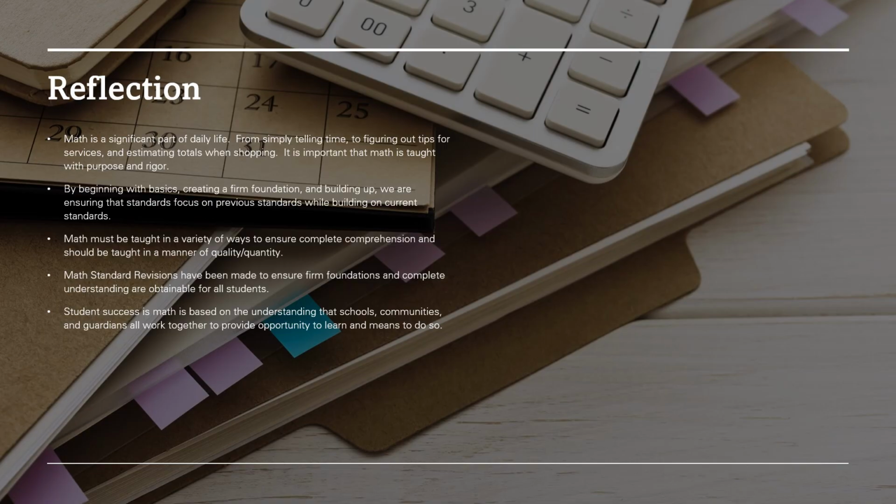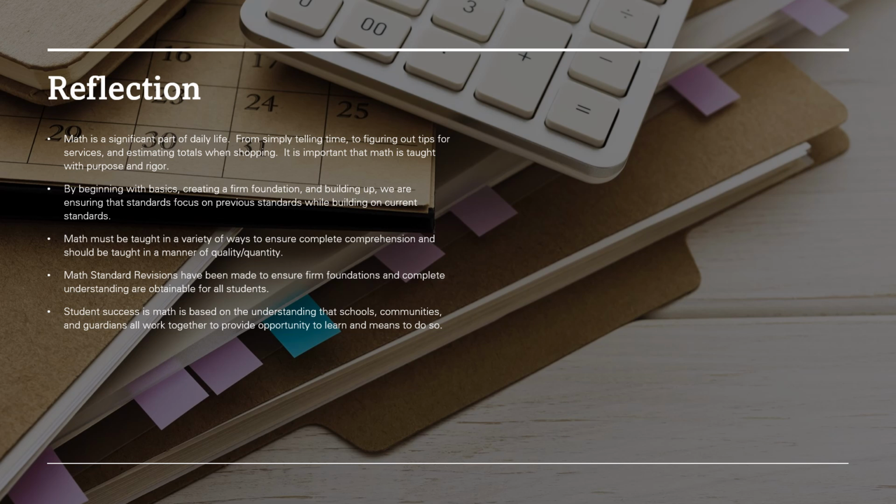In my reflection, math is a significant part of daily life, from simply telling time to figuring out tips for services and estimating totals when shopping. It is important that math is taught with purpose and rigor. By beginning with basics, creating a firm foundation, and building up, we are ensuring that standards focus on previous standards while building on those current standards.